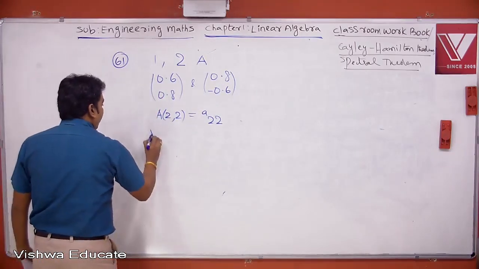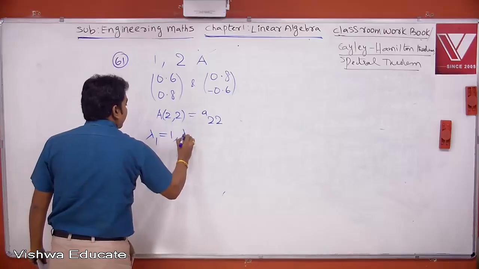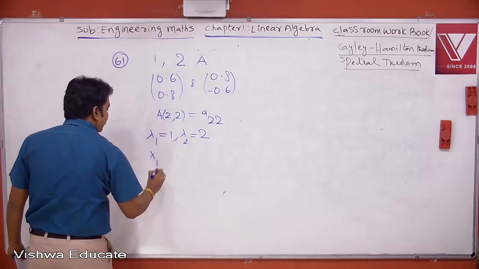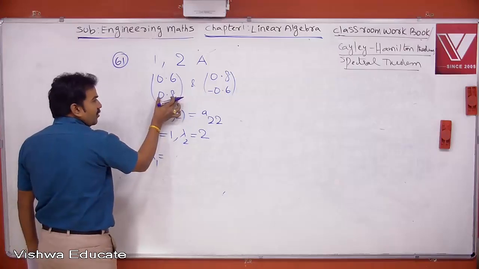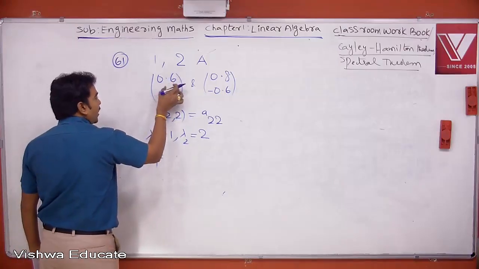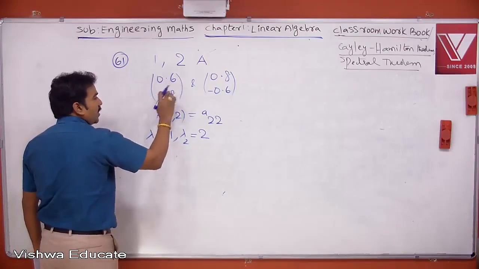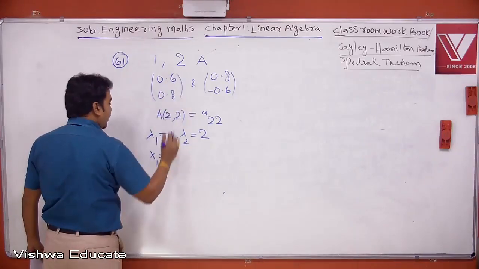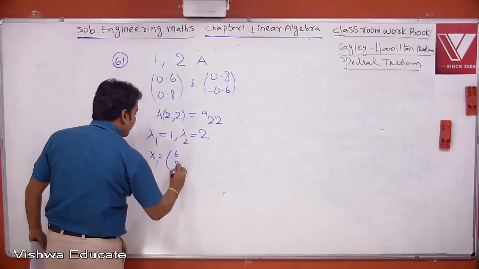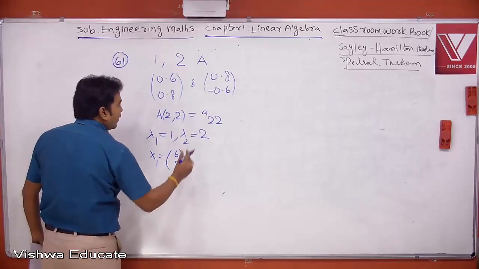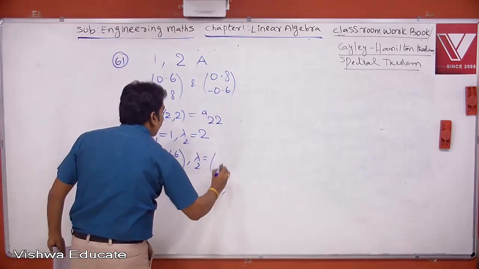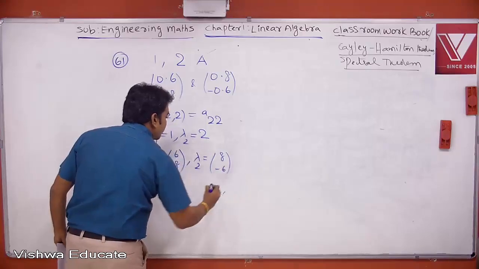Now let us see here, lambda 1 equal to 1, lambda 2 equal to 2, x1 is this. But here some decimal values are there. If something is an eigenvector, its non-zero multiple is also an eigenvector, right? So let us multiply this equation with 10 so that my simplification will be very easy. Now multiply this with 10. So x2 equals 8, minus 6.